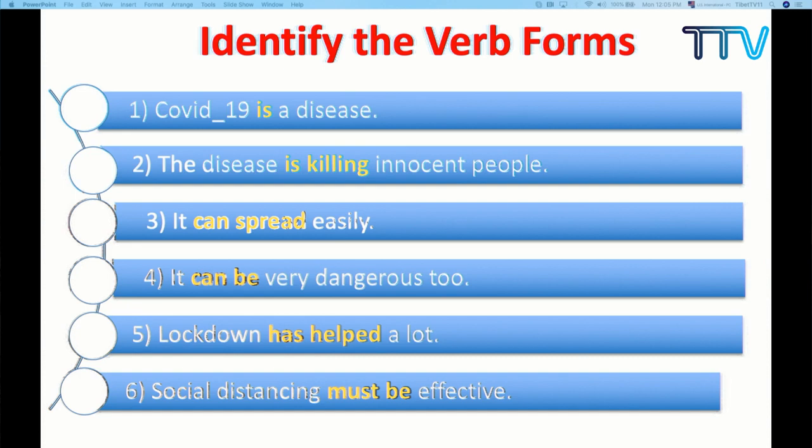It changes. The last one: social distancing must be effective. So must be. Sometimes we use must as a helping verb, and sometimes as a linking verb. Now, look at this sentence, social distancing must be effective, and try to see whether there is any actual principal or main verb in it or not. No, we don't see any actual action verb. In fact, we see an adjective, effective. The words must be are a verb, and what type of verb is this? This is a linking verb. This is not a helping verb.